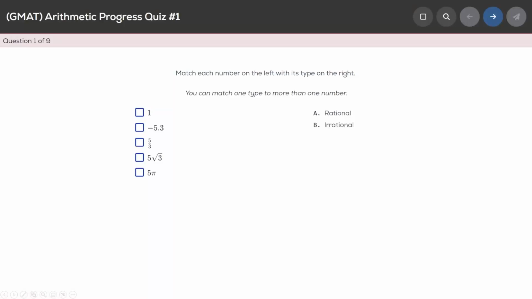Hello everybody, in this video we're going to be going through the solutions to the Arithmetic Progress Quiz number 1 questions. Let's go ahead and dive into it. So for each one of these we have to decide if it's rational or irrational. Remember, a rational number is something that can be written as a fraction.